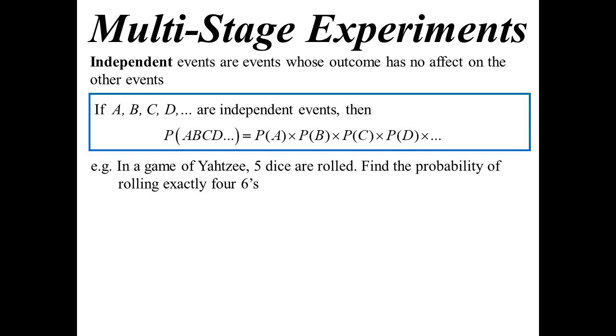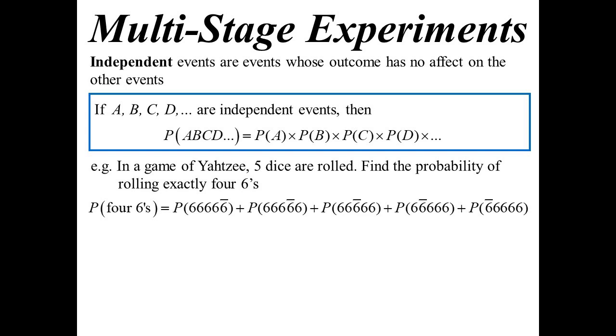Yahtzee, great game. You ever played Yahtzee? That's the one where you roll 5 dice and you've got to get all sorts of possibilities. We want to know the probability of rolling exactly 4 sixes. So you're rolling 5 dice. So 4 of them are going to be a 6, 1 of them is not. So you've got all of these possibilities.